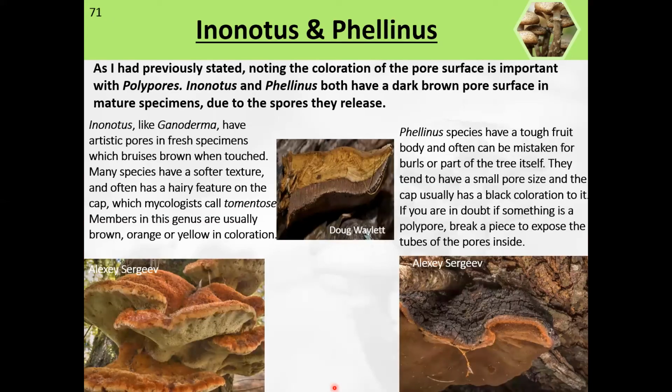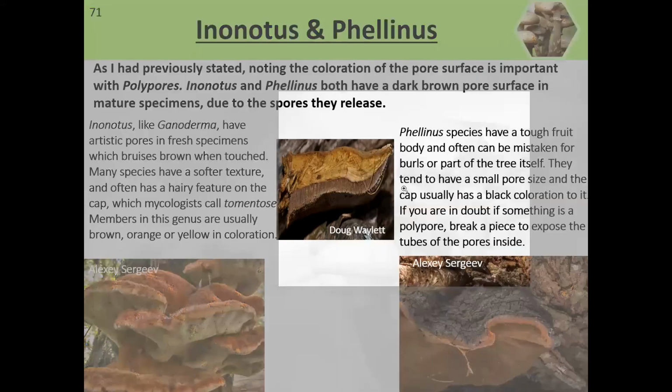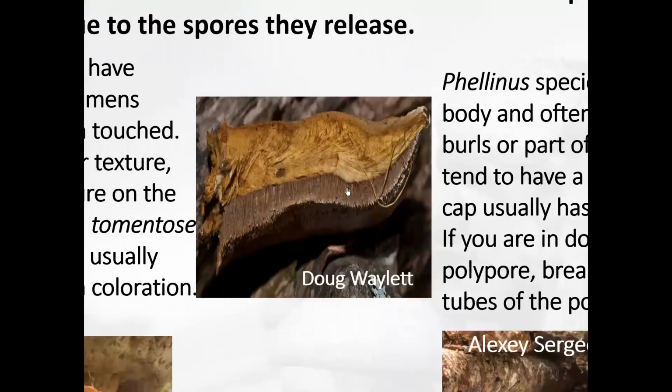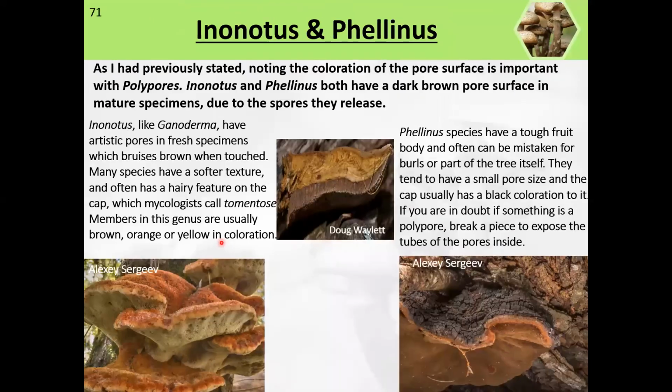So Onnia and Phellinus, the coloration of the pore surface is important. Like I mentioned earlier, if you ever feel confused whether you have a polypore, break it, right? You want to break the tubes. So this is the pore surface right here. These are the tubes going up and down, right? In this species the tubes are very long. So when you break it in half, you see these distinct tubes, and it tells you it's a polypore. Okay.